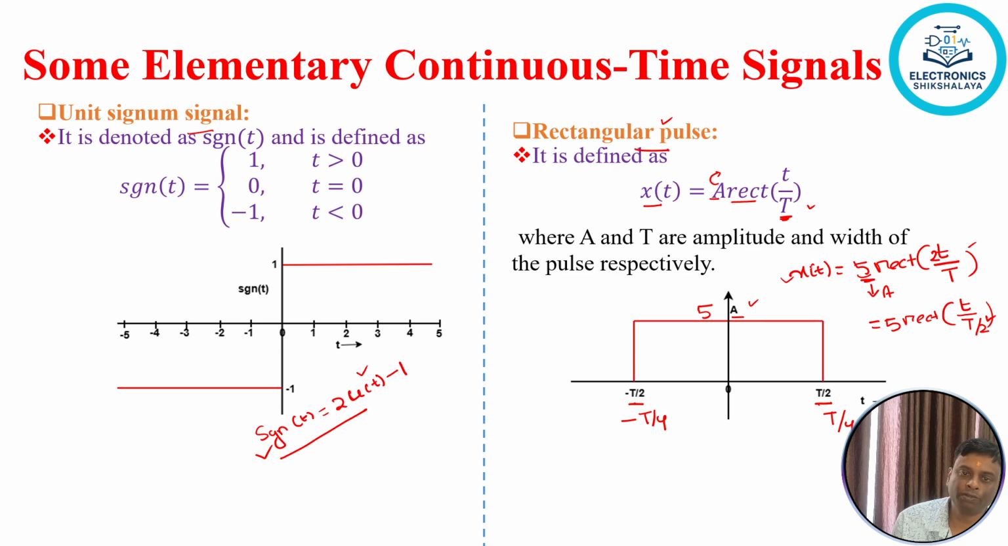So this is how you can represent the rectangular pulse. You have seen some continuous time signals, and this is all helpful in describing our discrete time systems. You have seen unit impulse, unit step, unit ramp, then signum signal, then rectangular pulse. These are some standard continuous time signals.